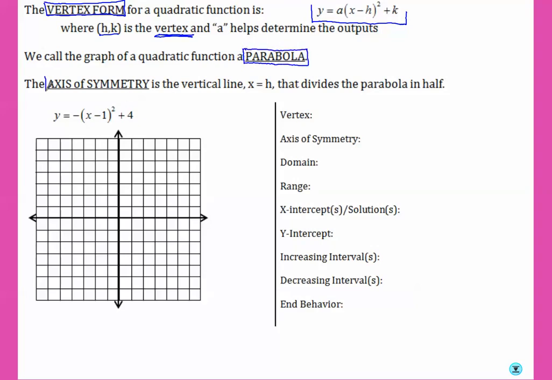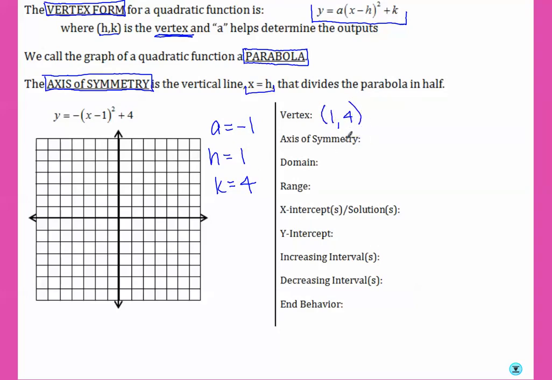And then we're also going to be talking about the axis of symmetry, which is a vertical line, x equals h, and it cuts the parabola in half. So let's look at our first example and find a, h, and k. a is -1, h is 1, and k is 4. This means our vertex is at the point (1, 4).